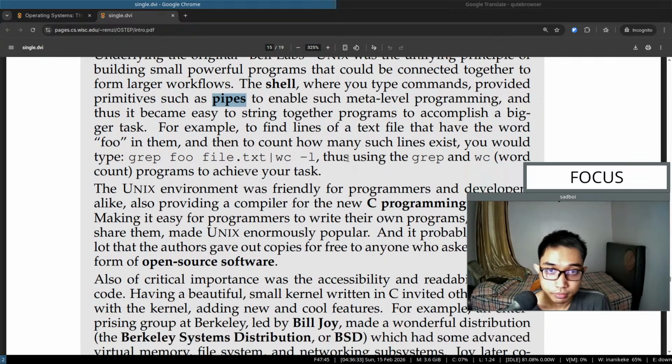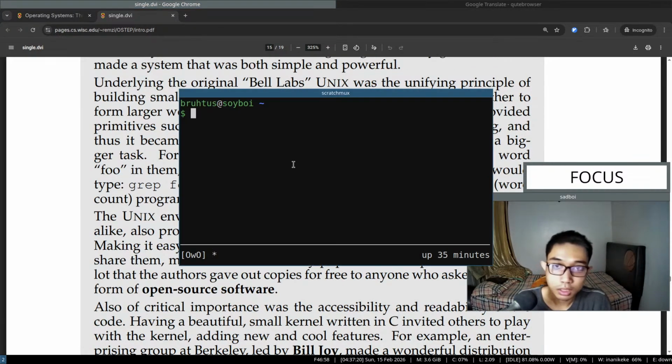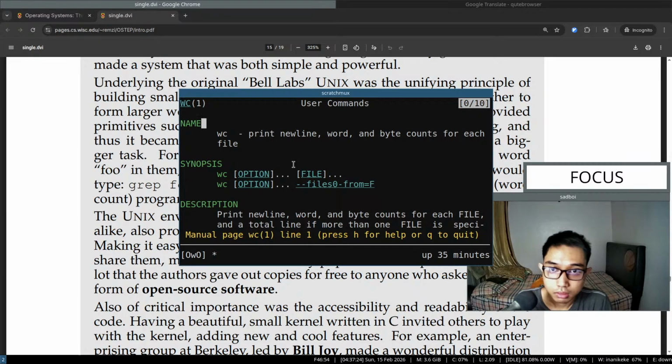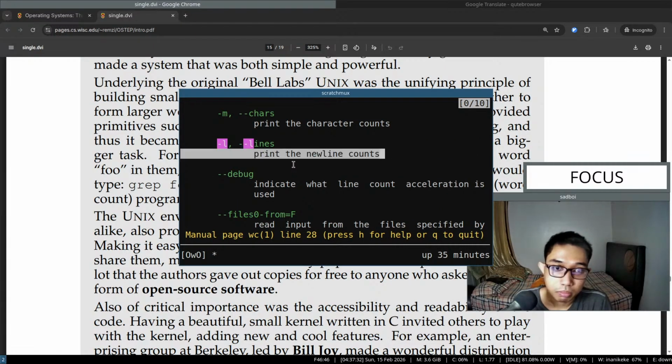For example, to find lines of a text file that have the word foo in them, and then to count how many such lines exist, you would type grep foo file.txt, right? This is the pattern or the word that we want to search inside this file.txt, and then we give the output to wc -l, the wc program. The -l means print newline counts.